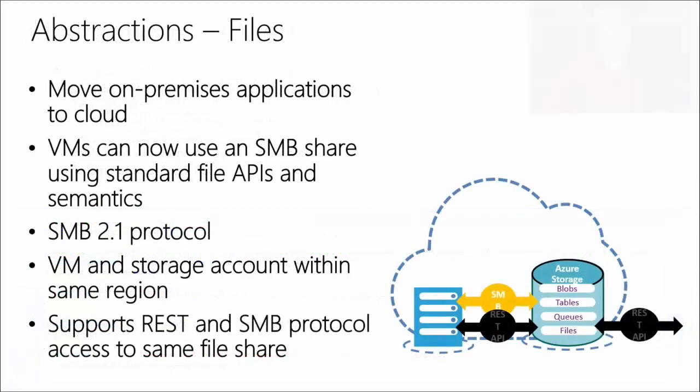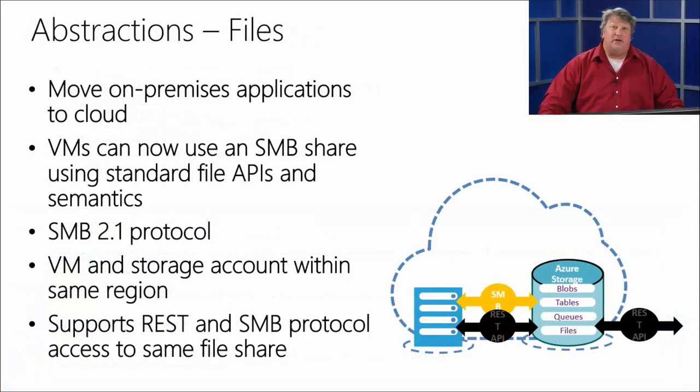Finally, another type of abstraction is called a file. Files are basically great for moving on-premise applications up to the cloud. The reason for this is that files are mostly SMB 2.1 protocol compliant. What I mean by mostly is it supports most of the protocol that you would expect it to use. So if you're looking at moving something from on premises and you just want to do a lift and shift to the cloud, files are probably what you want to use.